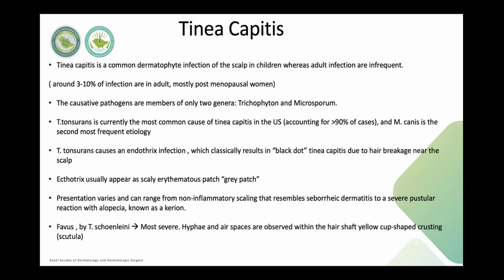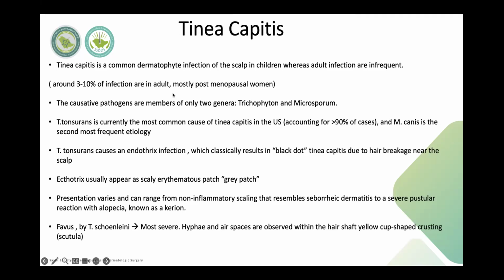Tinea capitis, very important thing. It's a disease that most commonly affects children. In adults, it's very rare because adults usually produce sebum in the scalp, and sebum is considered fungistatic for the fungi. So the time when you will see tinea capitis in adults is in postmenopausal women, because they have changes in the hormones and then changes in the sebum secretion. So they may develop it.